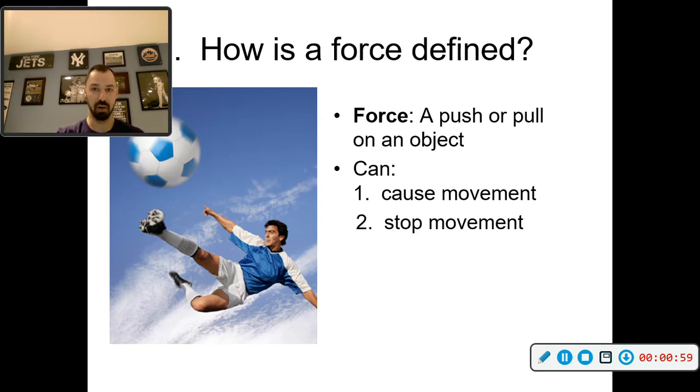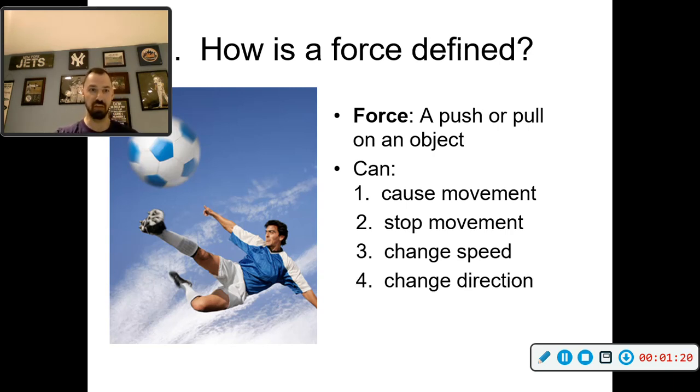An example with soccer: you can kick the ball forward, but you can also be the goalkeeper who pushes the ball outward, in the opposite direction. You can also change its speed. The more force you apply, the faster the object is going to go, and the less force, the slower the object will go.